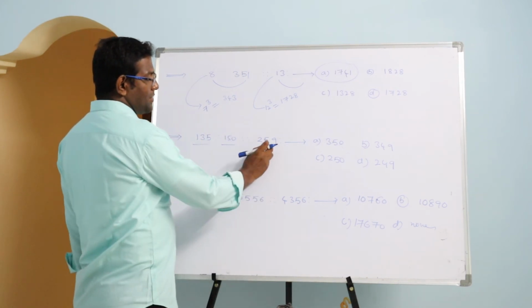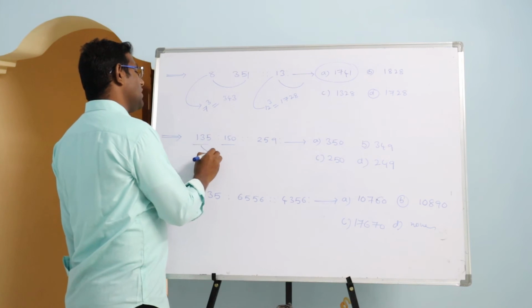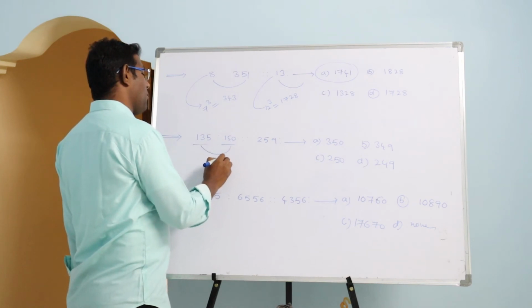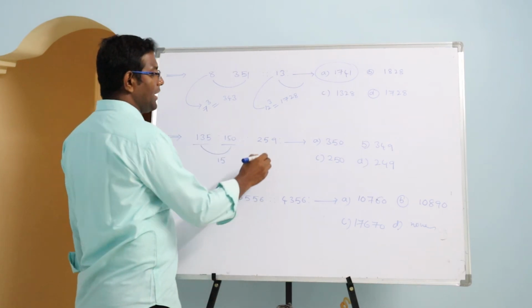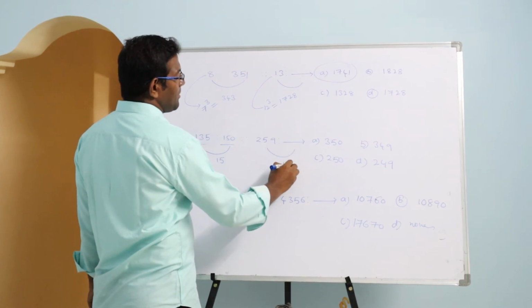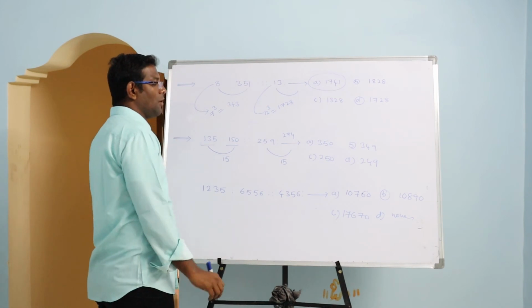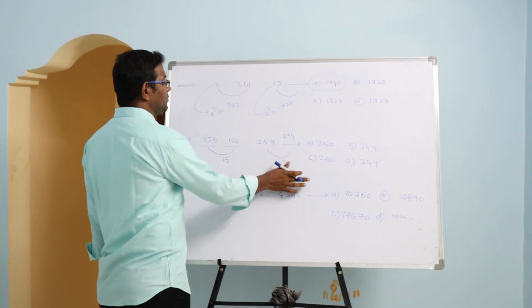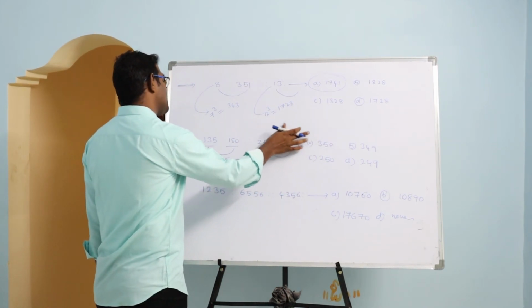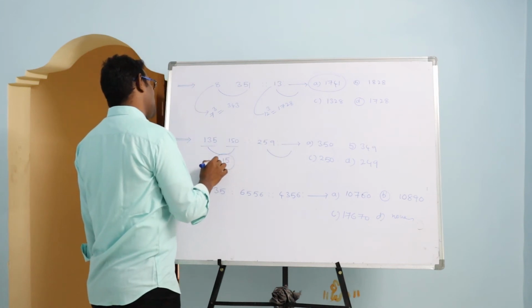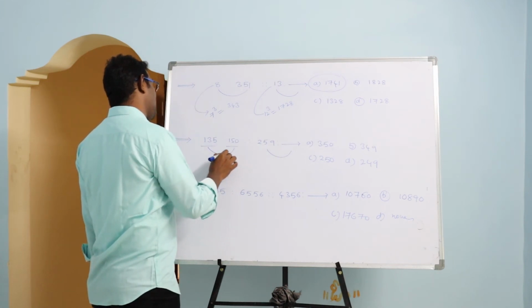150 as 259 is to dash. 135 is how much increasing? By 15. In the same way increasing by 15, your answer goes to 274. Is 274 there in the options? There is no 274. That's why we cannot increase by 15.